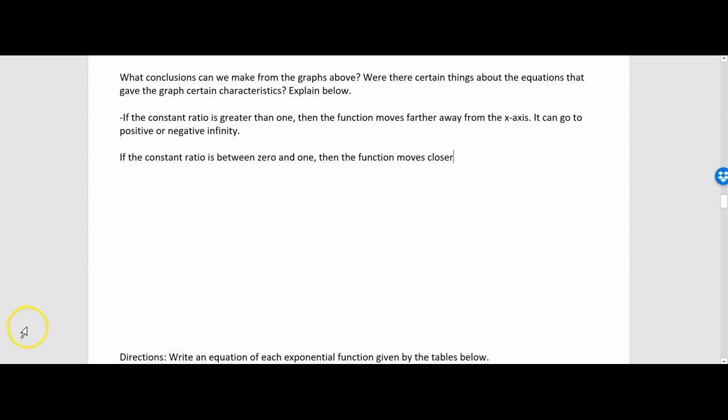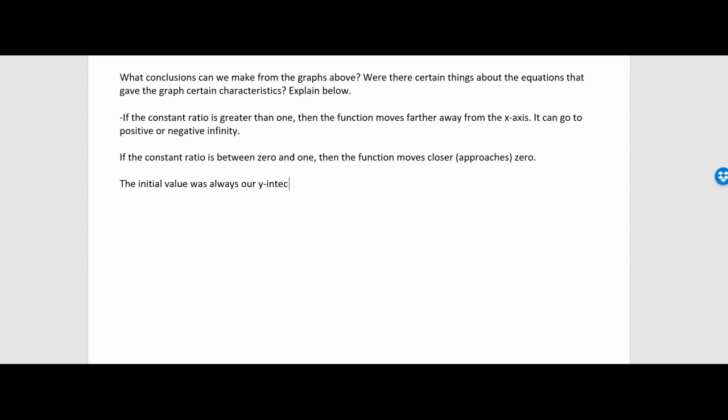If the constant ratio is between 0 and 1, then the function moves closer, and we can say approaches 0. So regardless of whether the function's above or below the x-axis, it's going to be getting closer and closer to 0 if our constant ratio is a fraction between 0 and 1. Finally, the initial value was always our y-intercept. So again, that's a good starting spot, and then you can go off from there.